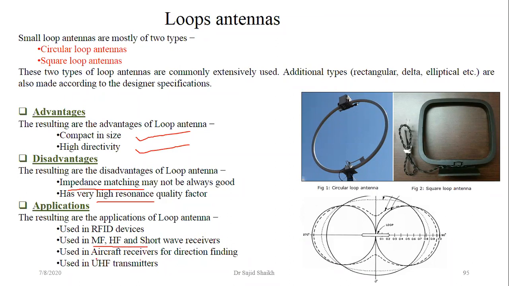And this antenna can be used in some aircraft receivers or some ultra high frequency transmitters. Okay, so whatever we discussed, everything is about the application, right? Here you can observe the actual shape of the loop antenna as well as the square antenna. Okay, and this is the radiation pattern. What exactly the radiation pattern is, we will discuss in the next slide.